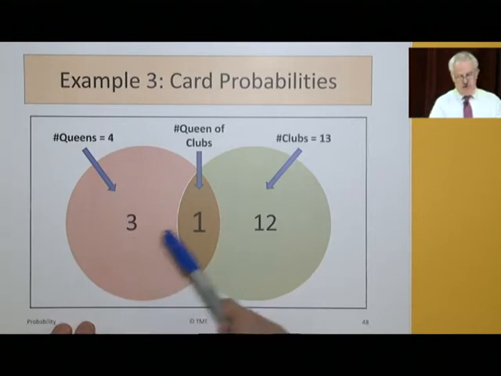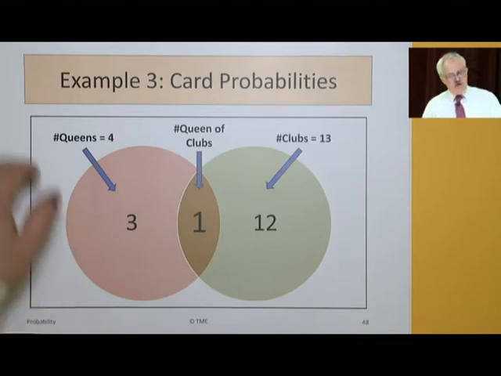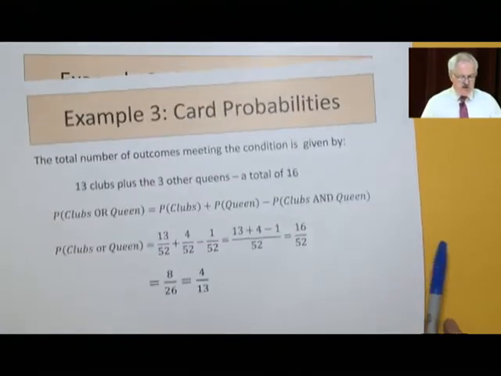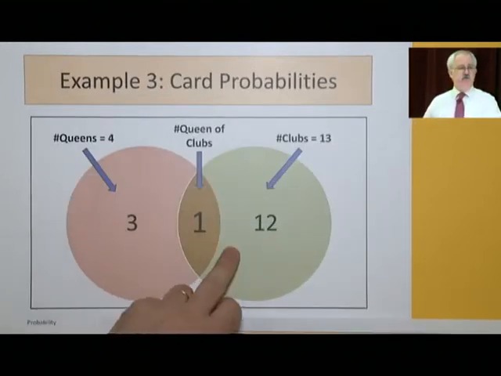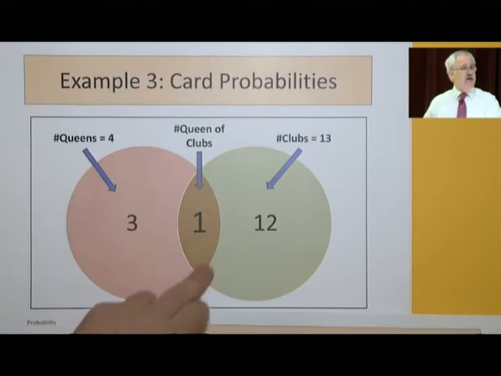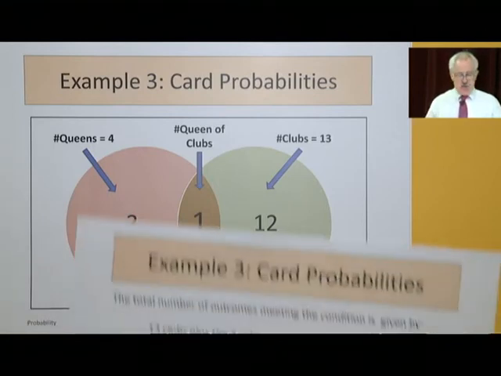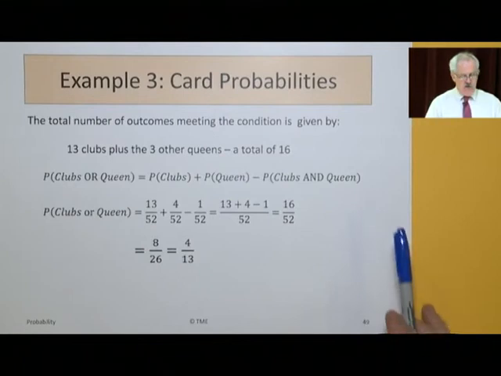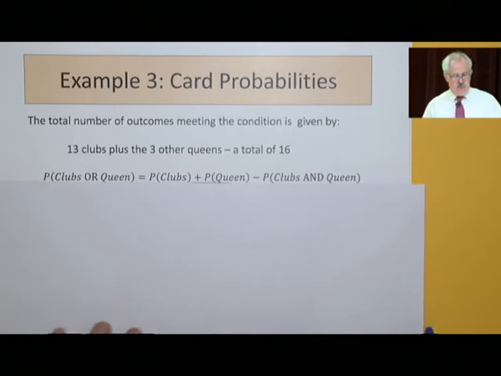Here are the queens, 3 and 1. Here are the clubs, 12 and 1. And this one is both a queen and a club. So we know the answer is 16. What does the equation give us? Well, we are looking for both queens and clubs. They do overlap, but we're certainly not sure they're mutually exclusive, because something could be a queen and a club. To be sure, we're going to use the general rule for OR. So A or B is one plus the other minus both.